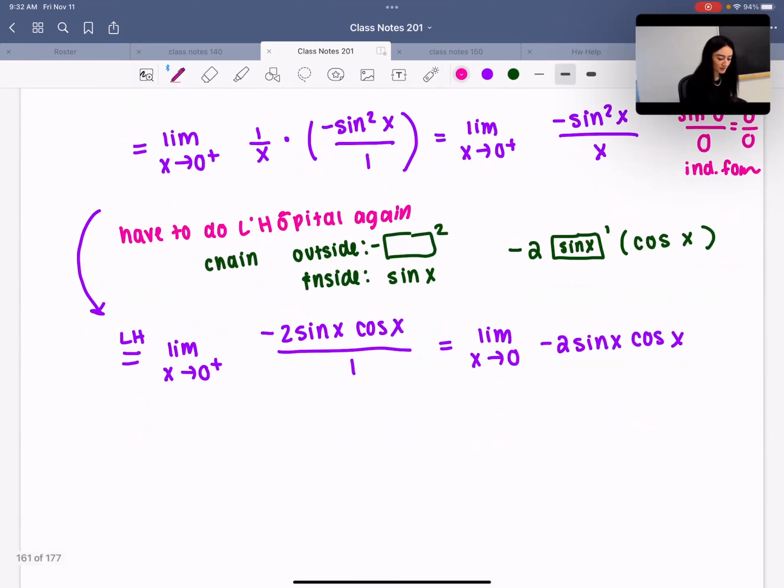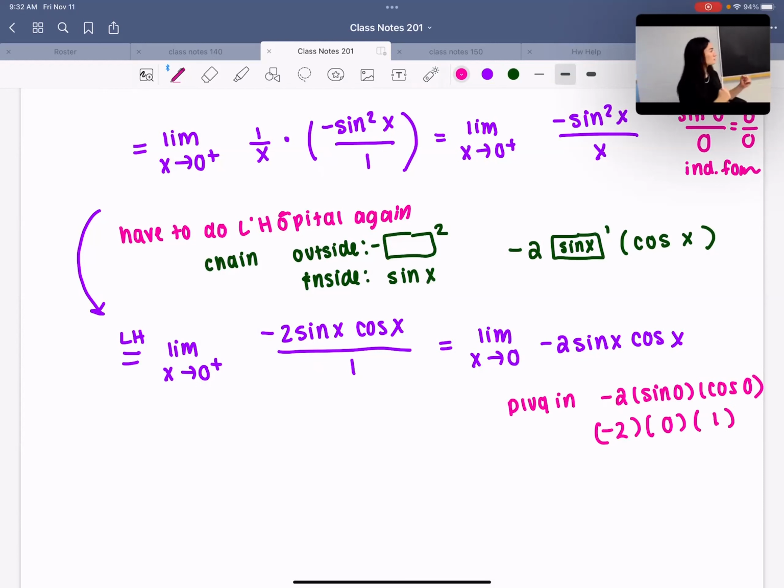I guess we can plug in now, right? We got negative 2 sine 0 cosine 0. Okay, what's sine of 0? 0. What's cosine 0? 1, good. Is this an indeterminate form? No, right? The only one that we know is 0 times infinity. So this one actually is not an indeterminate form. We can literally just multiply the numbers together and we get 0. Okay, so we did all that work to figure out that the limit is 0. All right.